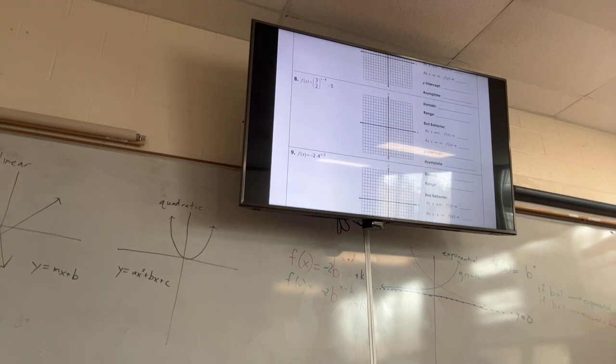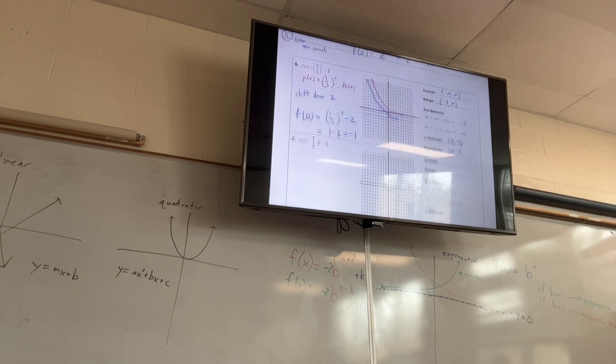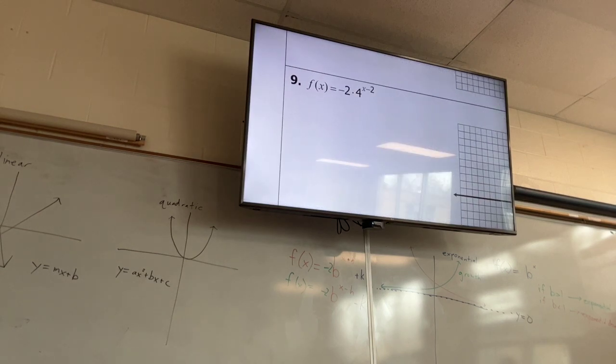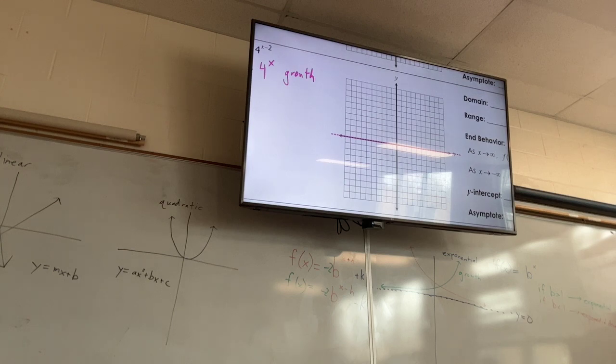Can I move on to 9? Can I skip down to 9 so I can show you a flipping one? Okay, I'm going to move on to 9. Number 9. Okay? So what's my parent graph? What's p of x? 4 to the x, right? Is that a growth or a decay? Growth, okay? So that's a simple one, right? Let's plot the asymptotes. Okay. Let's plot those 2 points, 0, 1. 4.